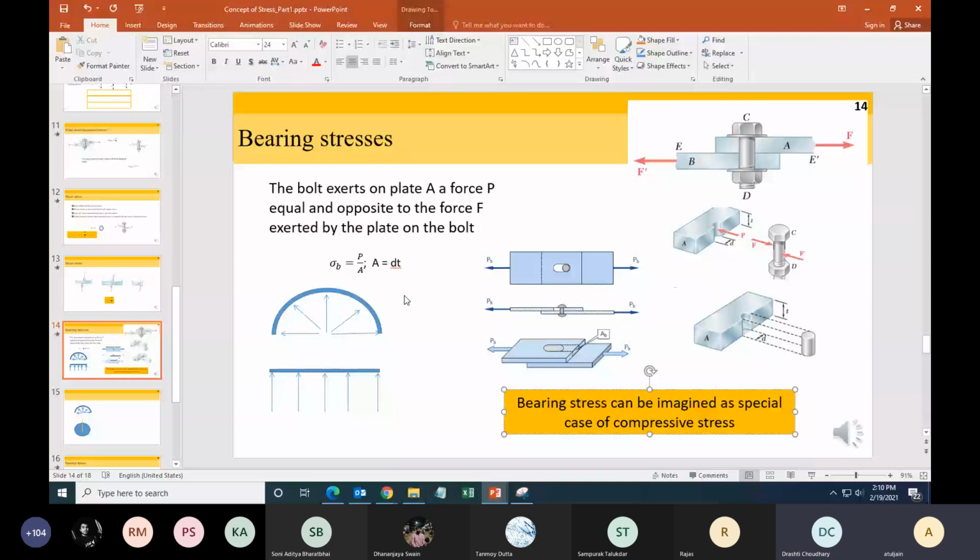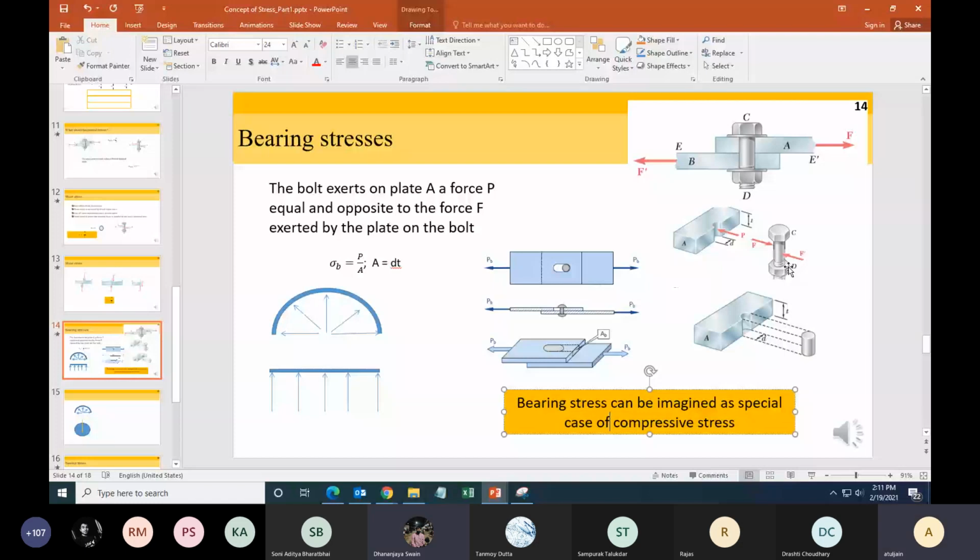Is this a double pin or a single pin? This is a double pin. So we'll do P by A, no? No, no, there is only one. So it will be F by A. Shear stress is F by A. A is the circular cross section.